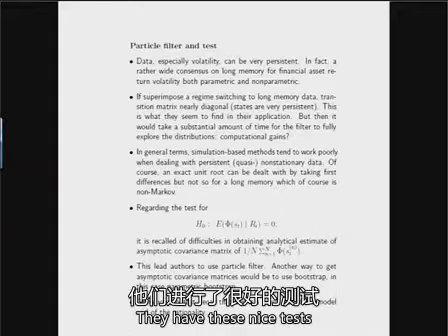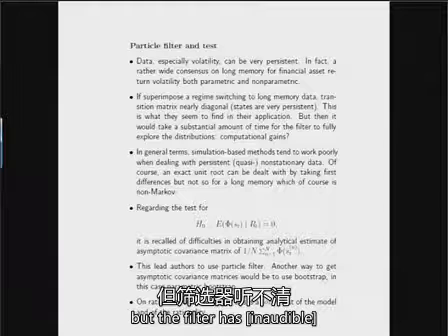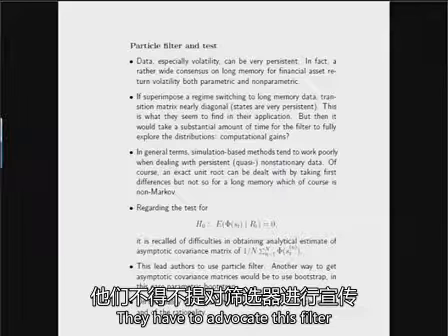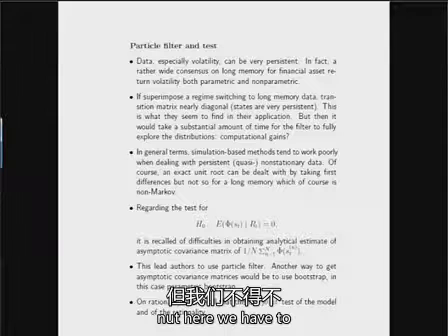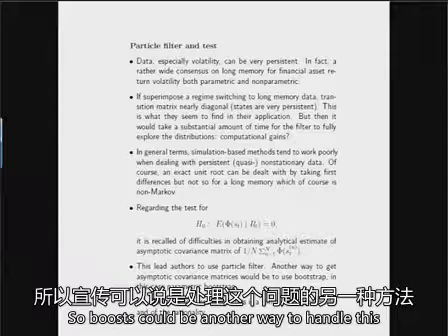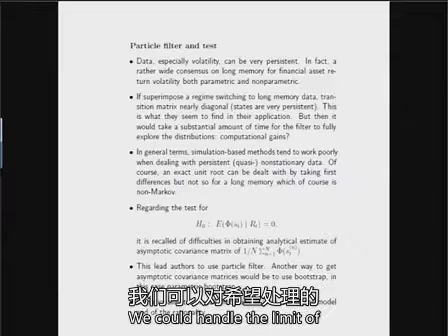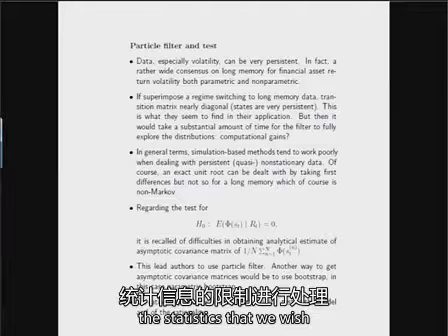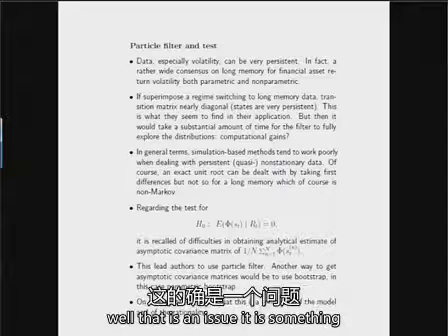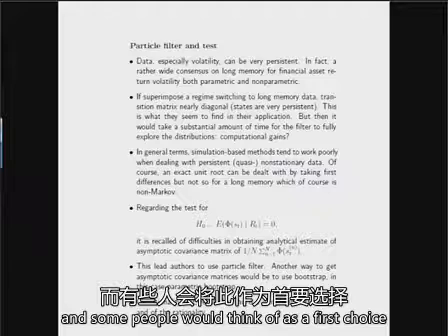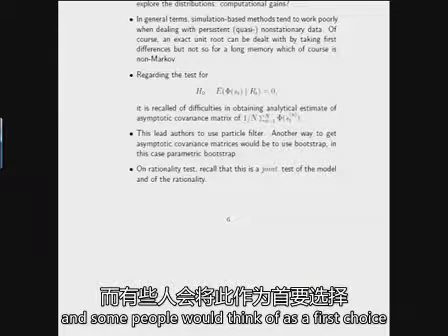They have this nice moment condition test, for which, again, they propose the particle filter. I would say that, since there is some theory going on, they have to advocate this particle filter because there's a problem establishing the asymptotic distribution. But remember, here we have to do it with a perfectly specified parametric model. So the bootstrap could be another way to handle it. It's a classic way by which we can handle the limiting covariance matrix of the statistics that we wish. Perhaps, again, which one is the best? Well, it depends. It's a computational issue, but it's something that is on the menu, and perhaps some people will think of it as a first choice.